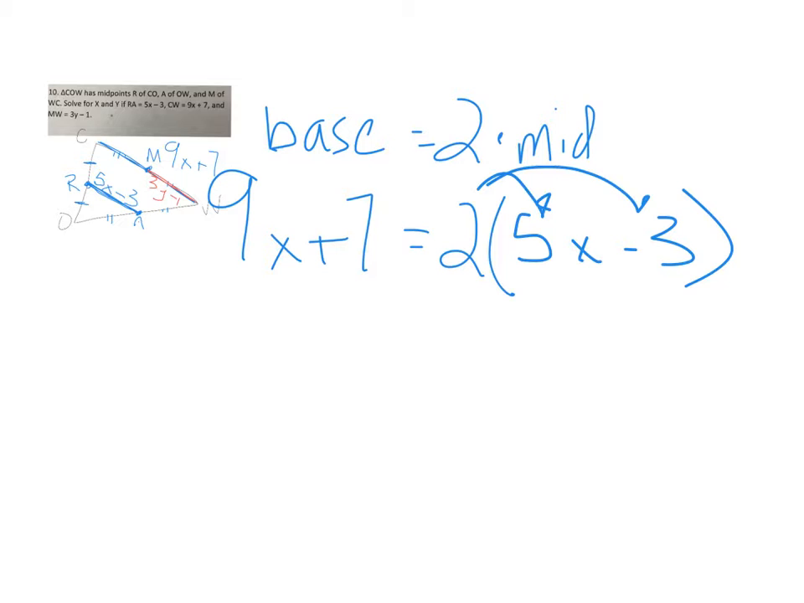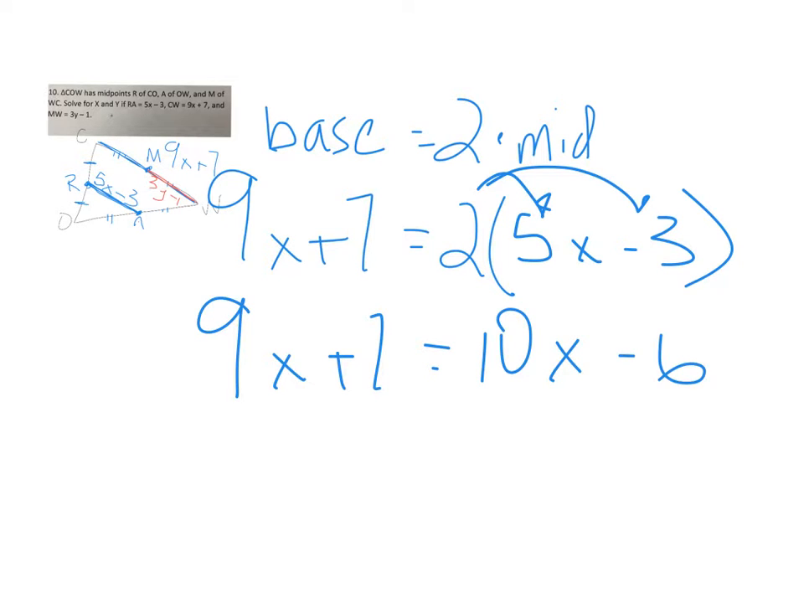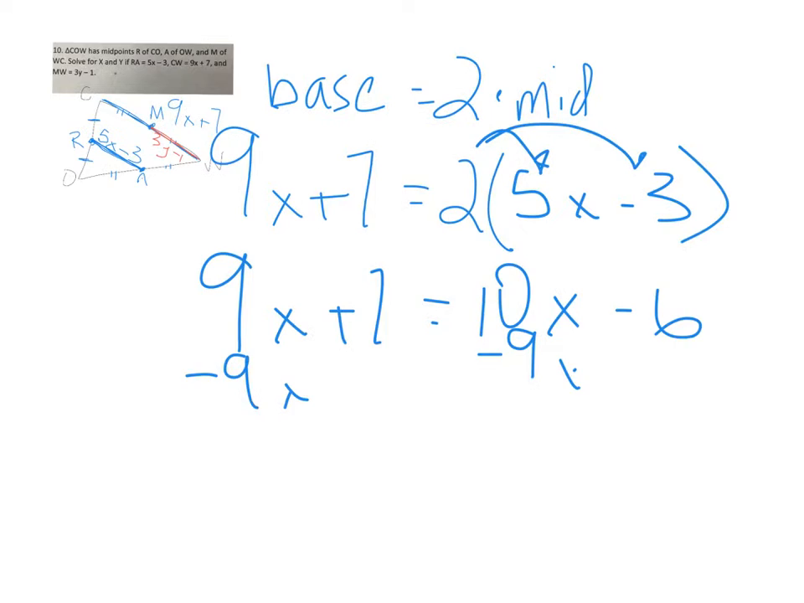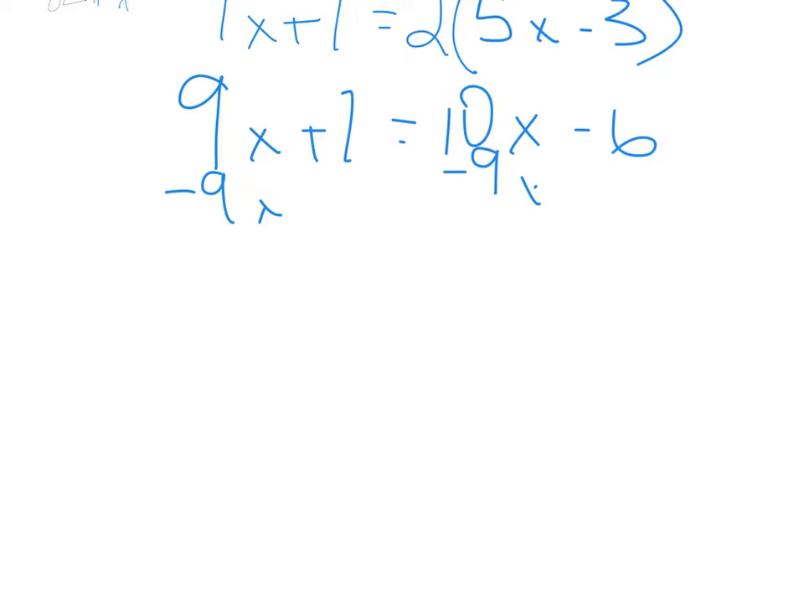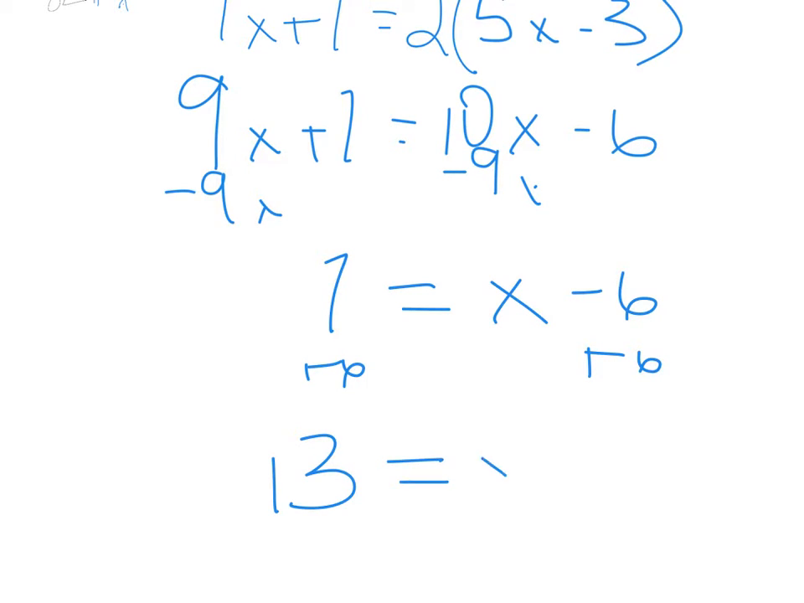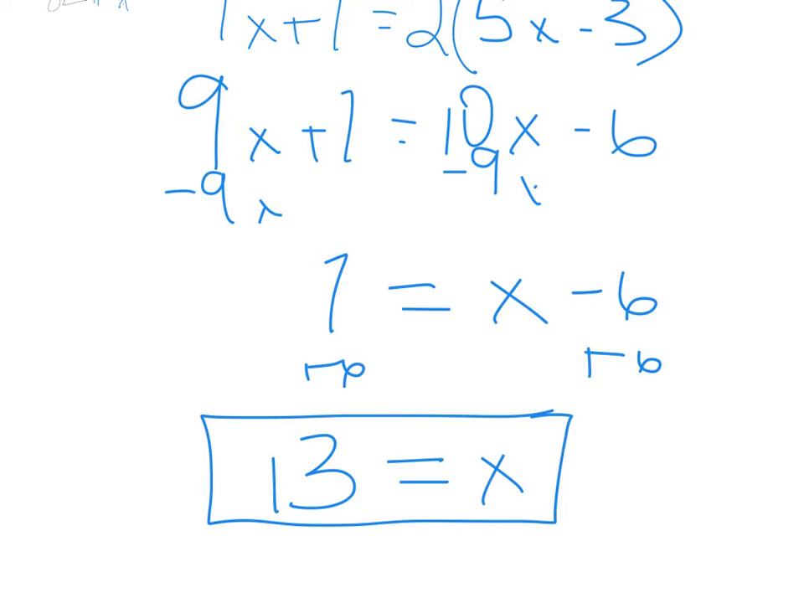There we distribute on that side: 9x plus 7 equals 10x minus 6. So I'm going to subtract the 9x from the left and bring it over here. That gives me 7 equals x minus 6. So adding 6 to both sides gives me an x value of 13. Okay, so x is 13.